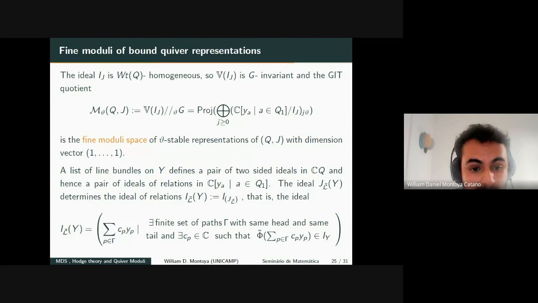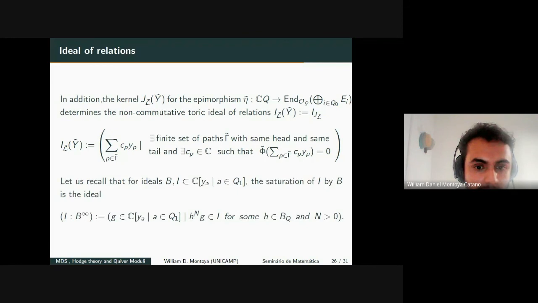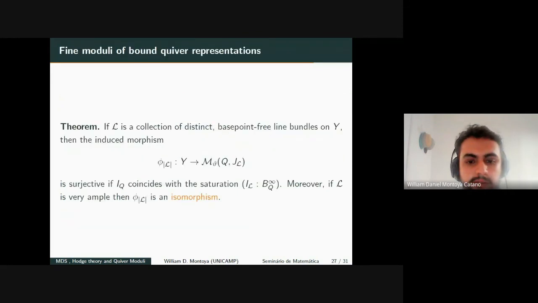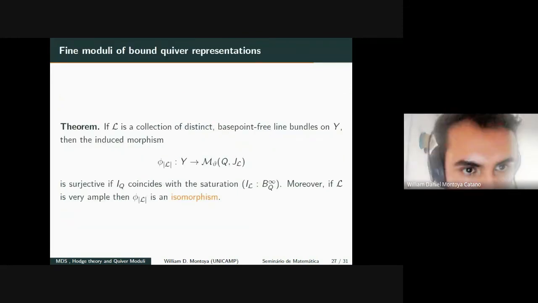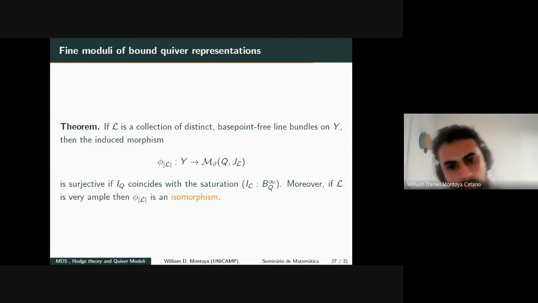Here are more technicalities. I'm not going to enter into this. Okay, I will focus more on this. This is the main theorem of Crawley-Boevey and Wing.